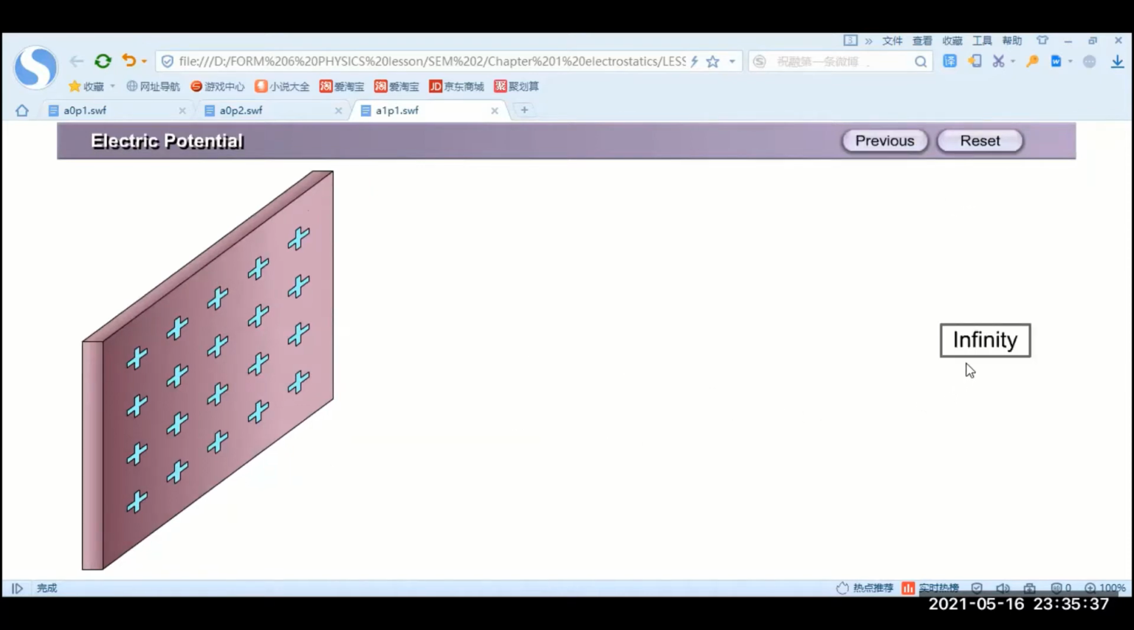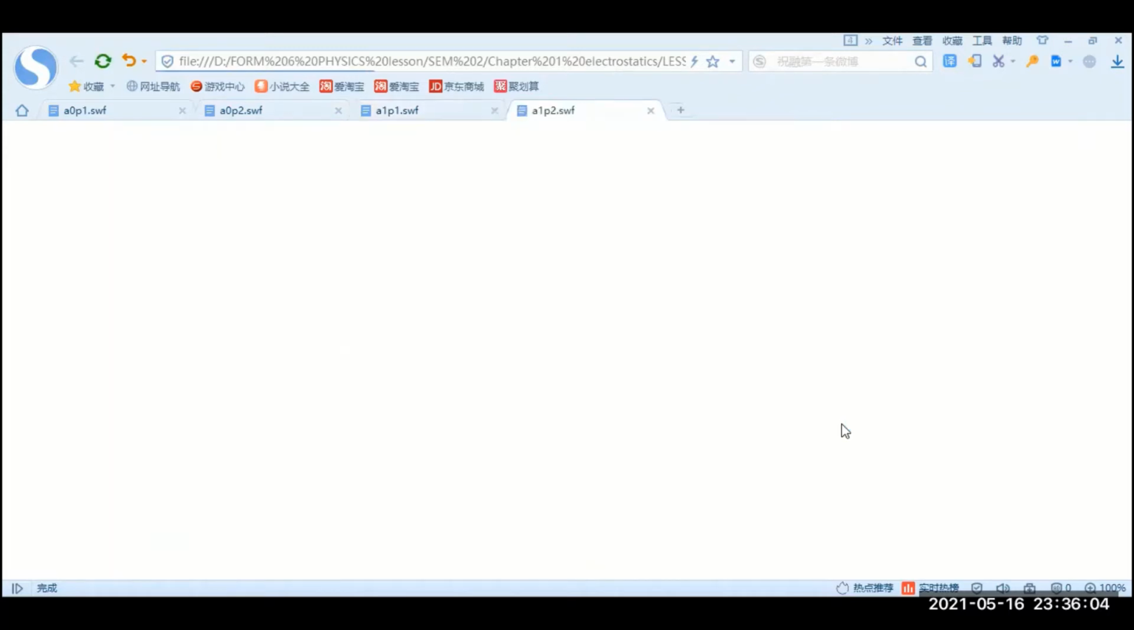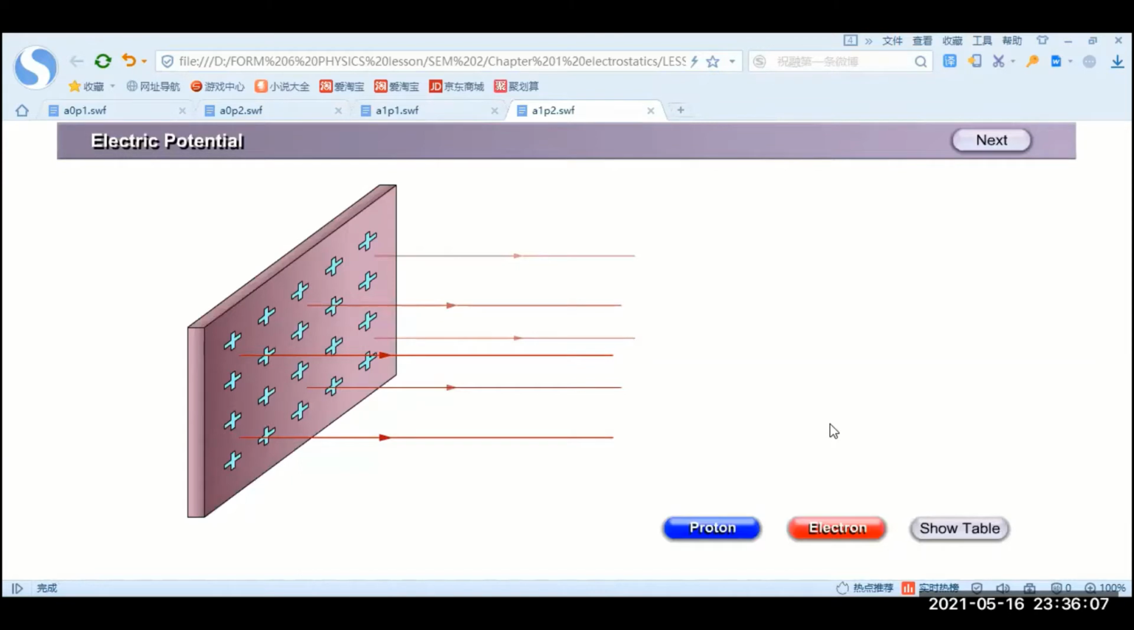Next, what will happen if the charge comes from infinity? If a positive charge is moved from infinity to a distance near the plate, what will happen? Let's look at the electric field of the positively charged plate. The direction of the electric field is from the positive charge plate to the right side.